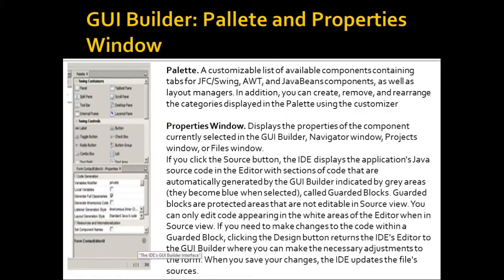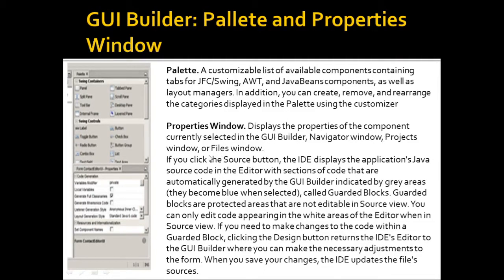So the GUI Builder Palette and Properties window. So these are our Palette and Properties window. The Palette is a customizable list of available components, so that is one, containing tabs for JFC or Swing, AWT, and Java Beans components, as well as layout managers. In addition, you can create, remove, and rearrange the categories displayed in the palette using the customizer. The Properties window, so this part, displays the properties of the component that's currently selected in the GUI Builder.